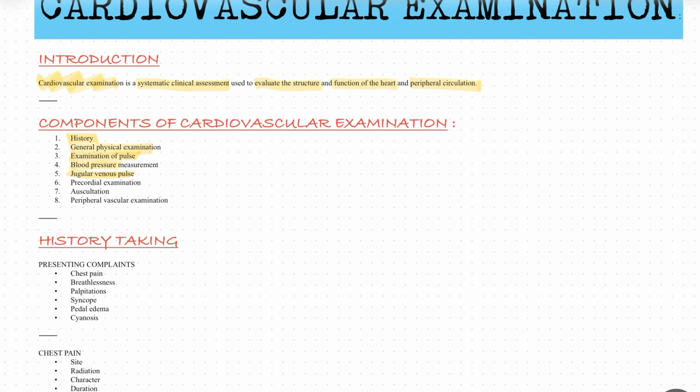JVP is an important topic again. Then precordial examination, which is what changes from other systems in the case presentation. Then auscultation, a main important topic. This is where you use the stethoscope more than in other systems, because auscultation plays a very important role in the cardiovascular system. Then we are going to do peripheral vascular examination.